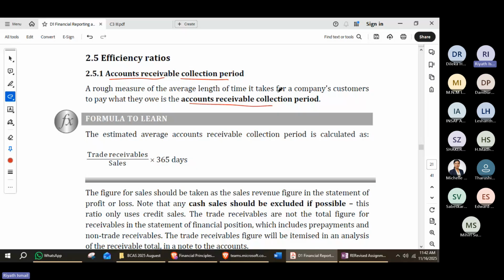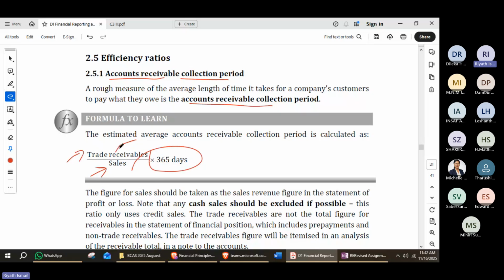But not always do you give 30 days. You may give 30 days to some customers, 50 days to another customer, 10 days to another customer. So it may differ. Therefore, we have to find the average collection period. The estimated average accounts receivable collection period is calculated as trade receivable divided by sales, multiplied by 365 days.